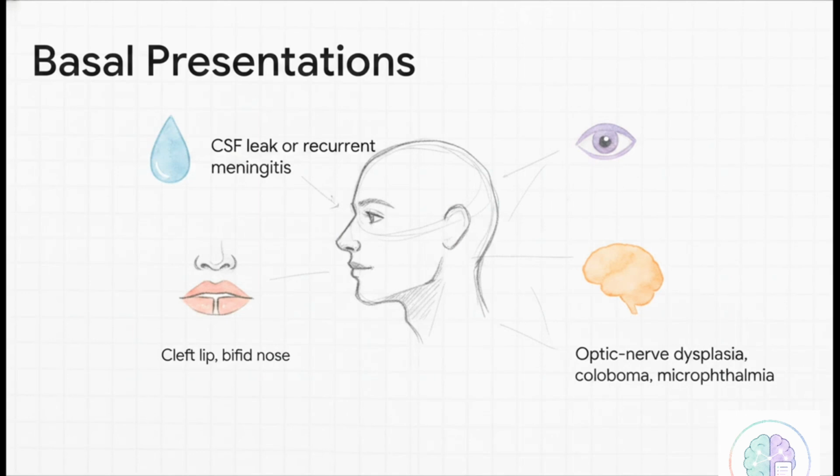So if there's no visible mass, how on earth do you spot it? You've got to look for a specific cluster of clues. It might present stealthily as a CSF leak or as recurrent meningitis. You also need to actively hunt for associated craniofacial deformities, things like a cleft lip or a bifid nose. Optic issues are super common here too, like optic nerve dysplasia, coloboma, and microphthalmia, alongside potential hypothalamic pituitary dysfunction. It's a really complex web of symptoms.